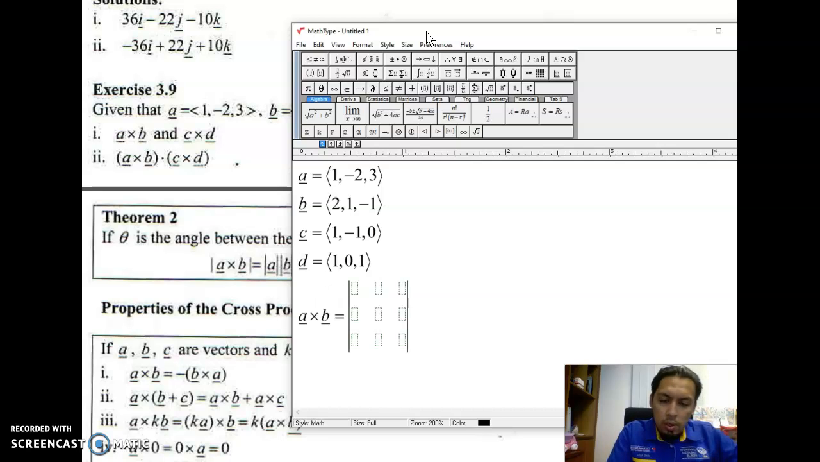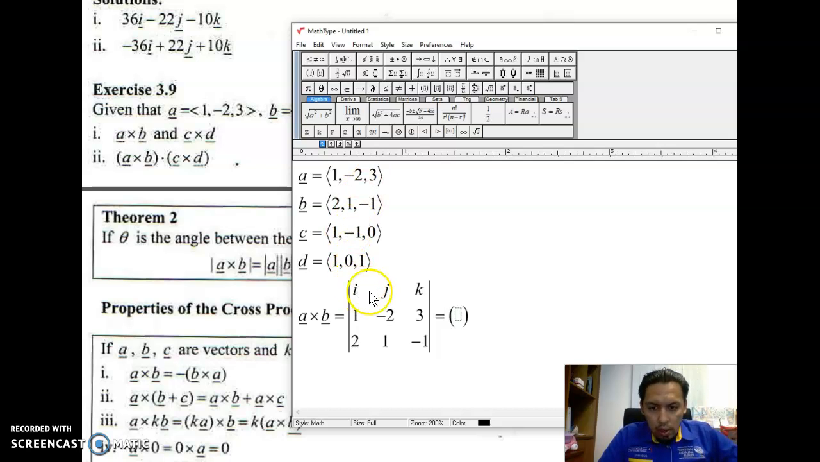So we're going to have I, J and K. Then A and B: 1, negative 2, 3, and 2, 1, negative 1. Right, so let's calculate it. First for I, negative 2 times negative 1, which is 2.